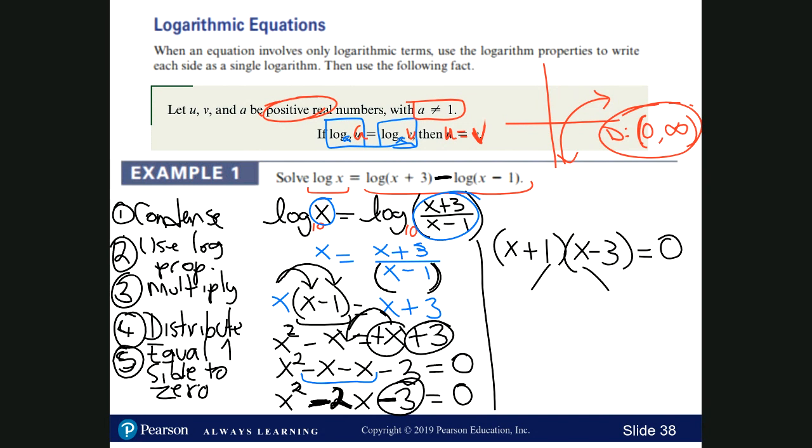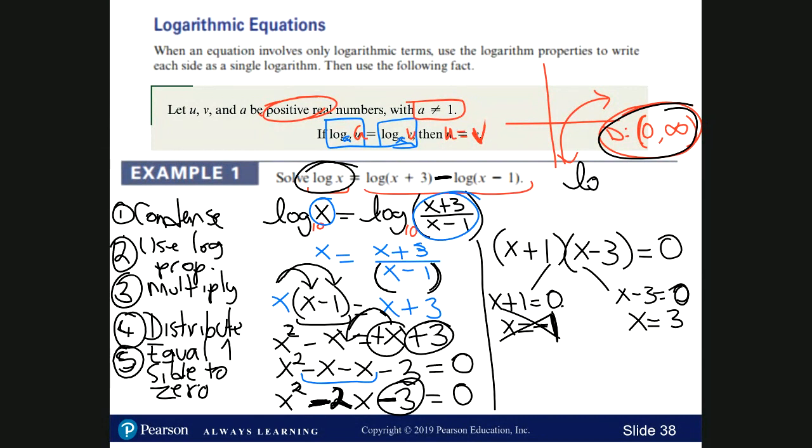From here, we can use the property that states that you can set each factor equal to 0 and solve for x one at a time. So x is equal to negative 1. For the other factor, x minus 3 is equal to 0, so x is equal to positive 3. Now, remember what I said about the domain of a logarithmic function. Because of that, we're going to discard the solution negative 1, because if we were to substitute negative 1 back into this expression, log base 10 of negative 1, you will get an error because the function is not defined for negative numbers.